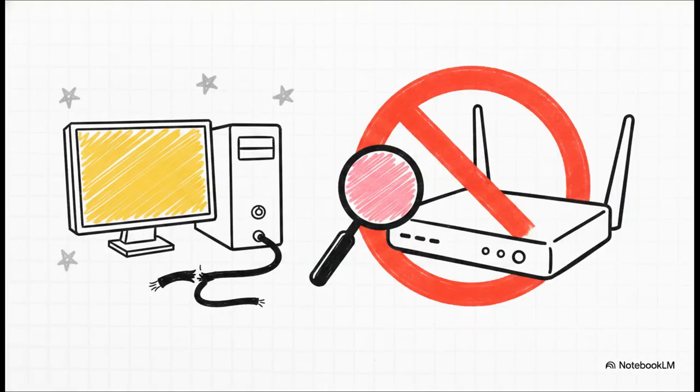Looking at the causes here, the logic is totally clear. The problem is strictly local. It's going to be a damaged cable under the desk, an accidentally disabled network card, or maybe just bad IP settings on that specific machine. Your action? Inspect the local device only.